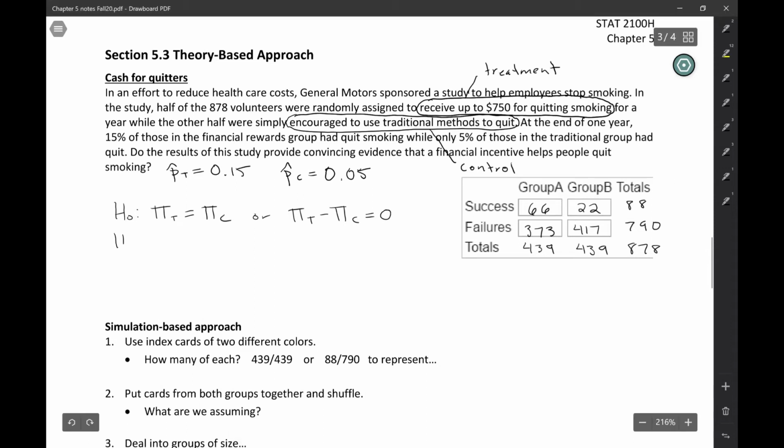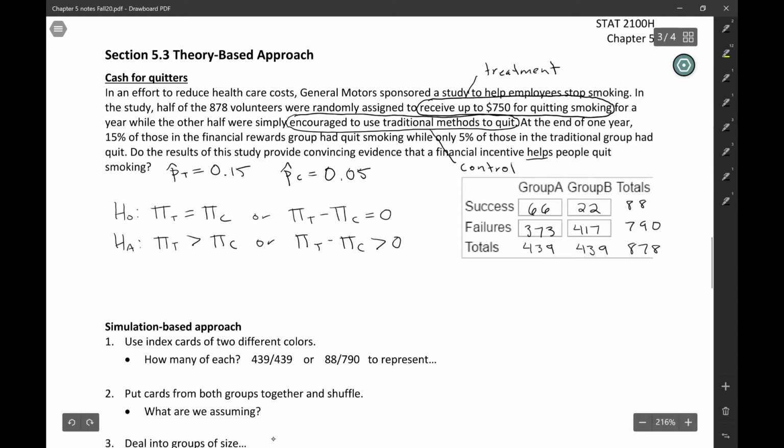For the alternative, we have to look at the wording. So it says, does it provide convincing evidence that a financial incentive helps people quit? So we're sort of assuming that if it does anything, it has a positive effect, so it would be pi for the treatment is greater than pi for the control, or we can write it as a difference and again use the greater than sign.